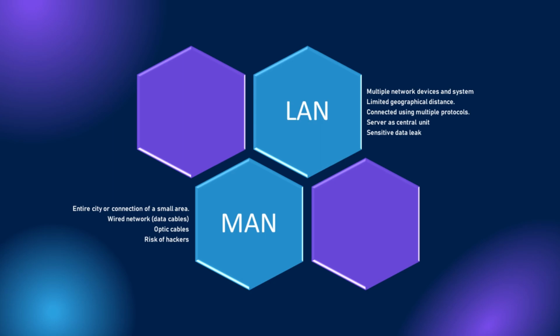MAN, or the Metropolitan Area Network, covers the network connection of an entire city or a small area. The devices are connected using wired network, which in this case are data cables. MAN covers an entire city or some parts using optic cables, but the probability of attack from hackers is high due to the large network.